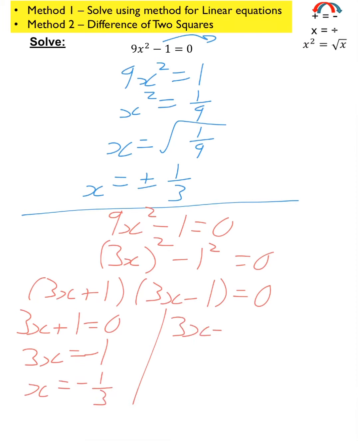Then 3x minus 1 equal to 0. So 3x is equal to 1. So x is equal to a third. So you can see, again, the exact same answers as we got above.